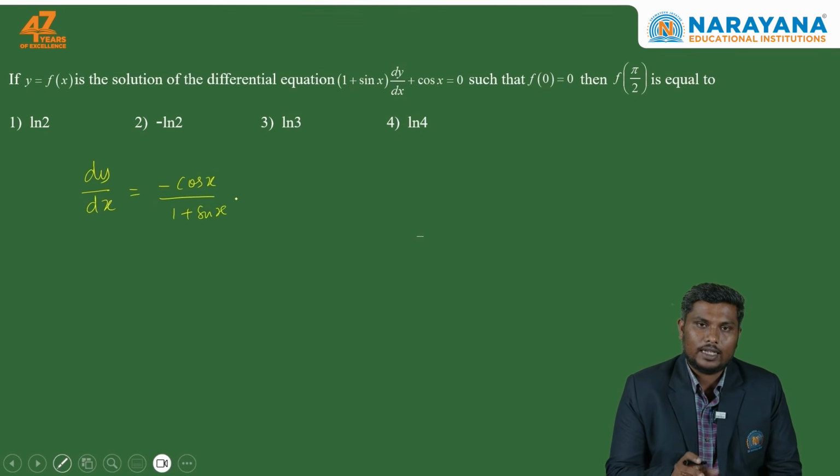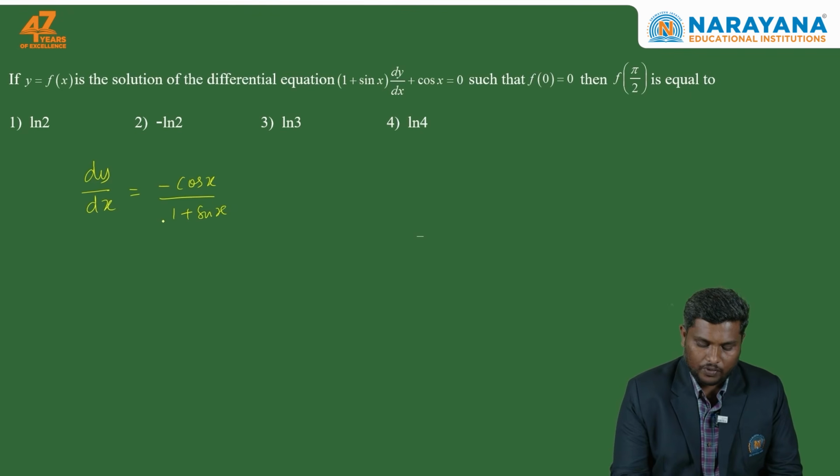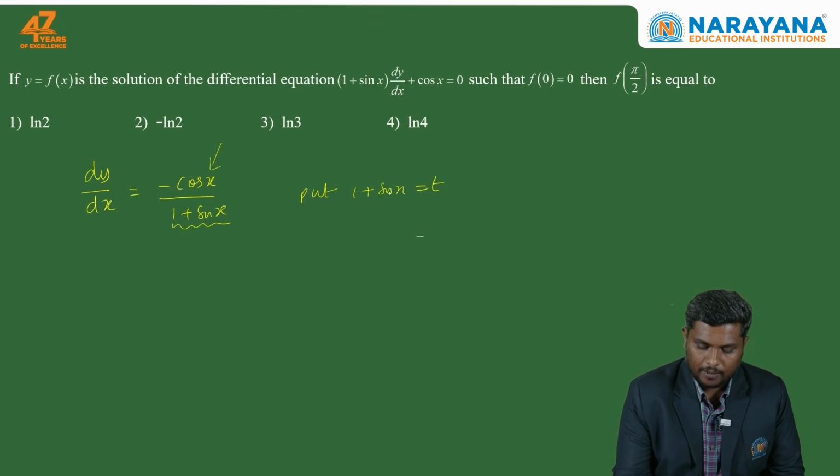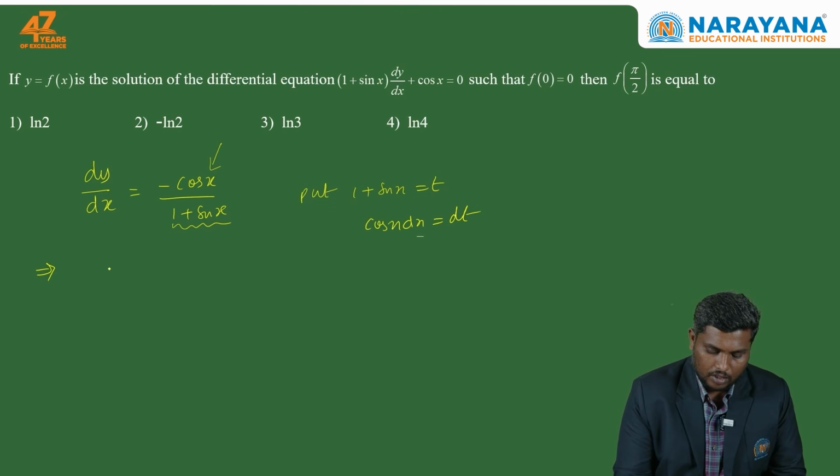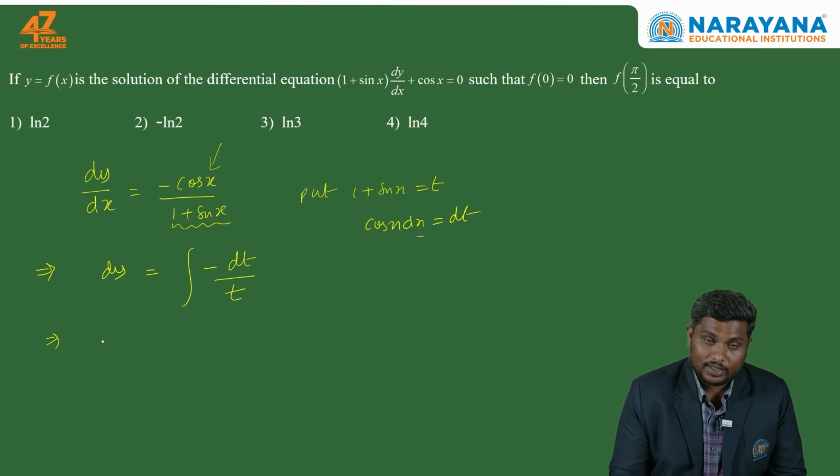And even the integration part is a very basic one. If I substitute 1 plus sin x as some t, the numerator is going to be its derivative. So put 1 plus sin x is equal to t, and cos x dx is going to become dt. So dy is equal to integration of minus dt by t. Integrating on both sides, y is equal to minus ln t, which is 1 plus sin x, plus c, where c is an integration constant.